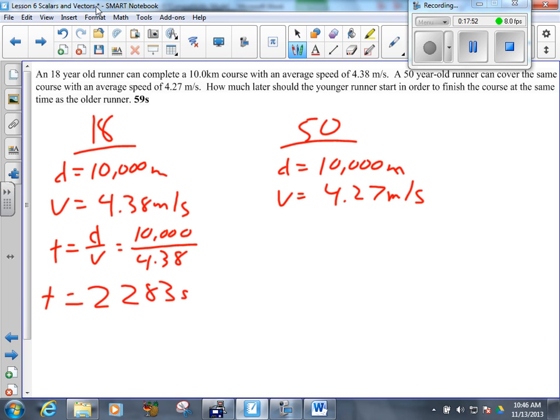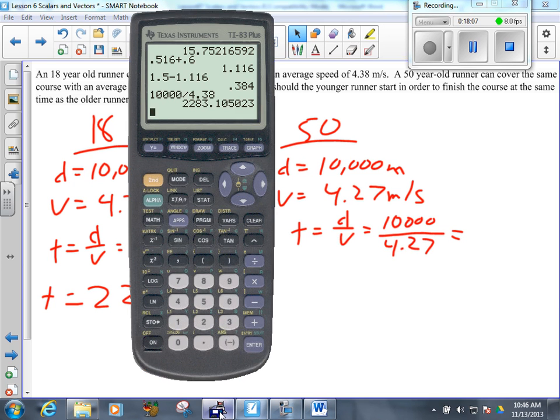Then we got to do the same thing for the older guy here. T equals D over V, 10,000 meters over 4.27. So we are going to get a bigger number because he's slower. It says that it takes him 2,300 and let's say 42 seconds.